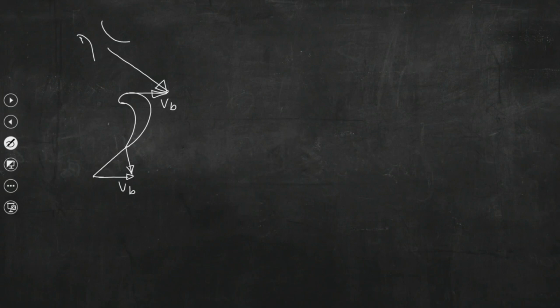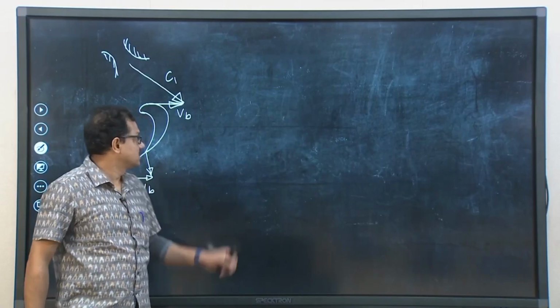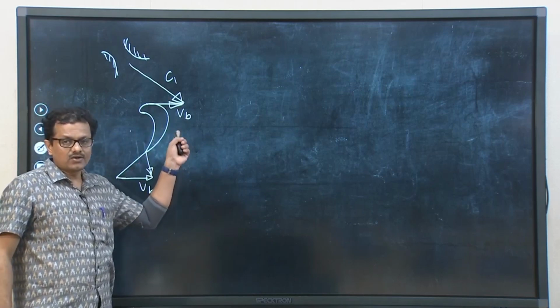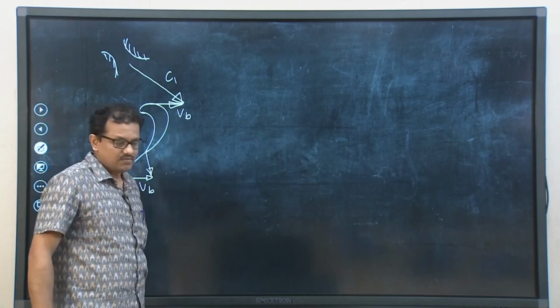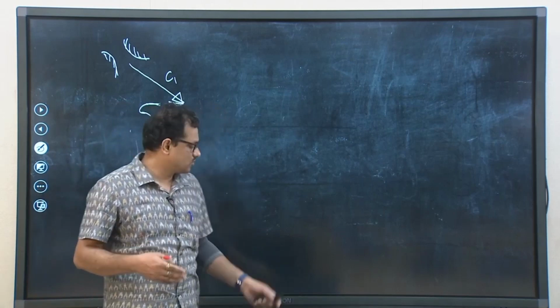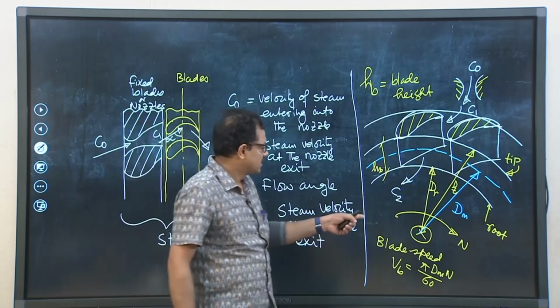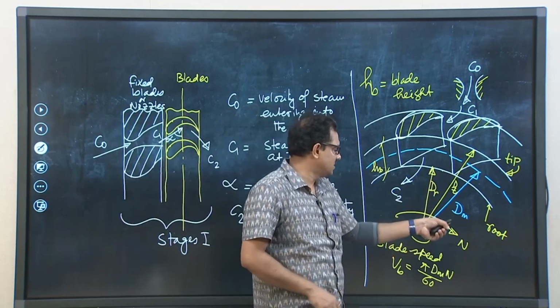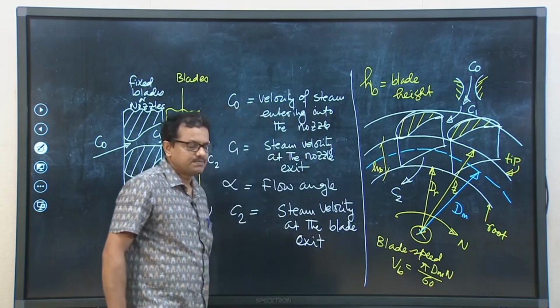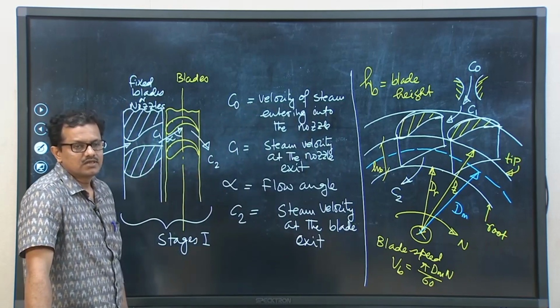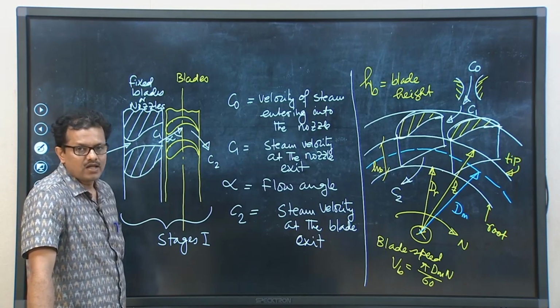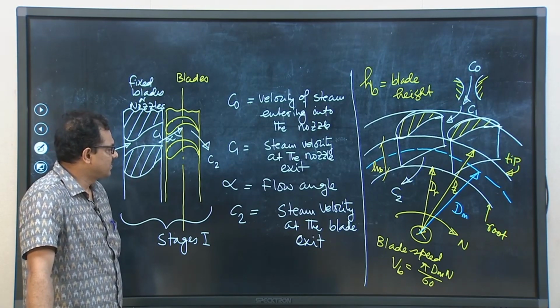So, this is the nozzle. This is the absolute velocity of steam leaving the flow nozzle and entering into the blade passage, that is C1. The blades are rotating, that is what we had seen in the last slide, that this wheel is rotating. So, naturally blades are rotating at a speed of n RPM. Okay.